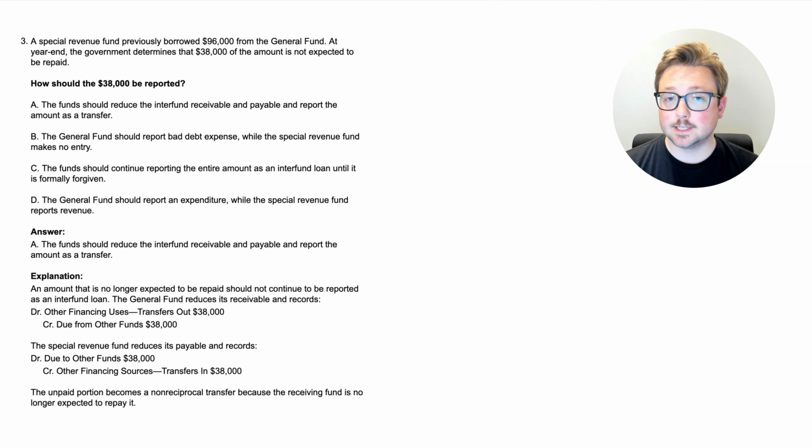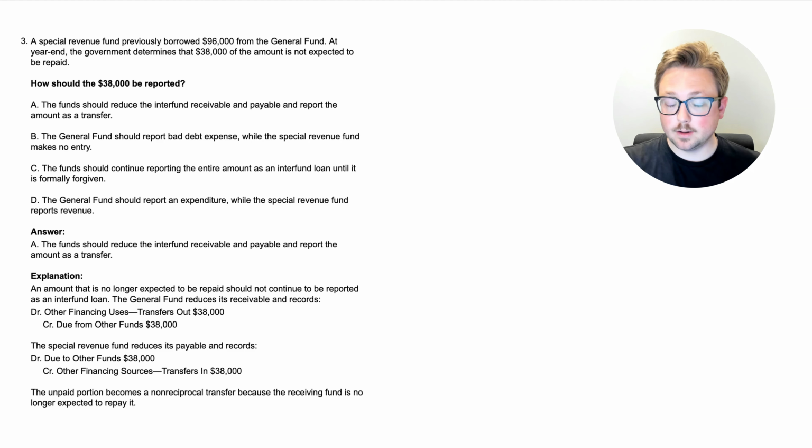Okay, here we are. The answer is A. The funds should reduce the interfund receivable and payable and report the amount as a transfer. So let's go through this. An amount that is no longer expected to be repaid should not continue to be reported as an interfund loan. The general fund reduces its receivable and records a debit of other financing uses, transfers out for $38,000, and a credit of due from other funds.